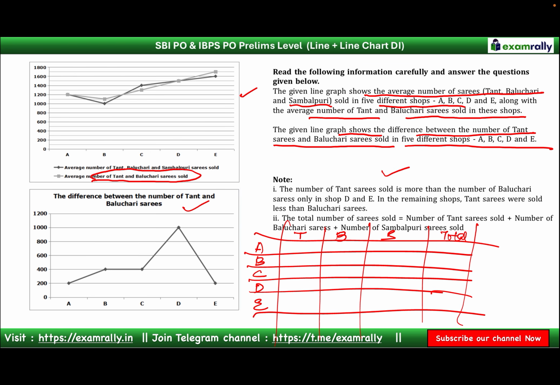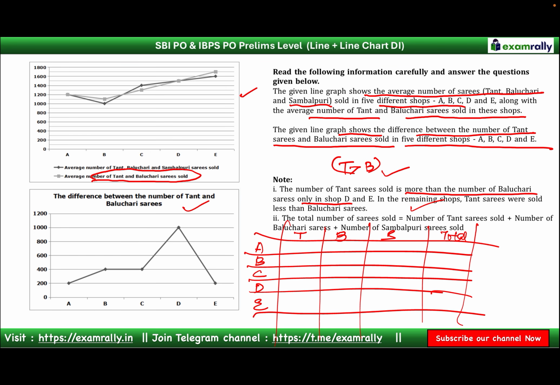The number of Tan sarees sold is more than the number of Baluchari sold only in shops D and E. In the sense, T is more than B only in 2 shops, that is D and E. In the remaining shops A, B and C, Baluchari will be more. Then they said the total number of sarees sold is equal to Tan sarees, Baluchari sarees and Sambalpuri sarees sold. Let's move on to our questions.